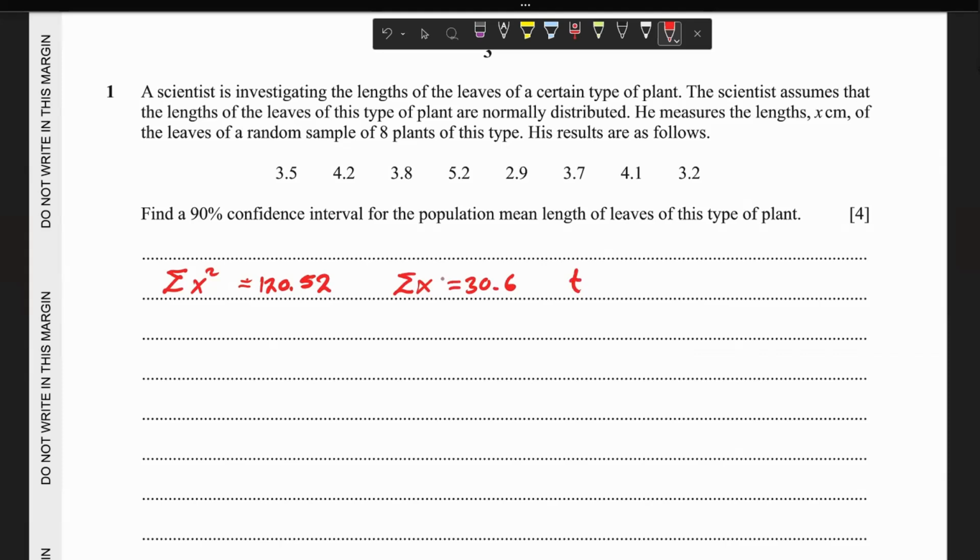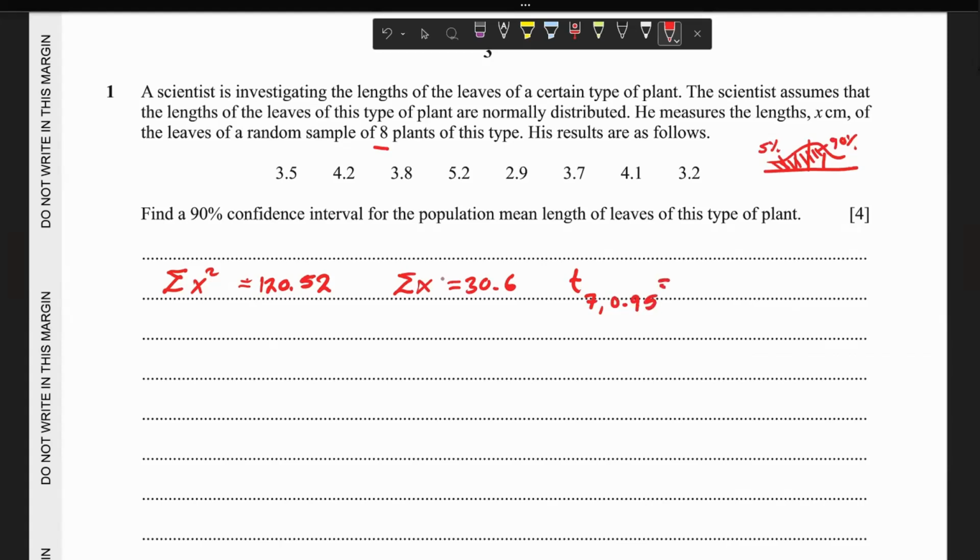For the degrees of freedom, it's going to be 8 minus 1, so that's 7. And for the P value, we are saying that this is a 90% confidence interval. So we have 90% and 5% in each tail. So 5% here, so this whole area is going to be 95%. So for 0.95.